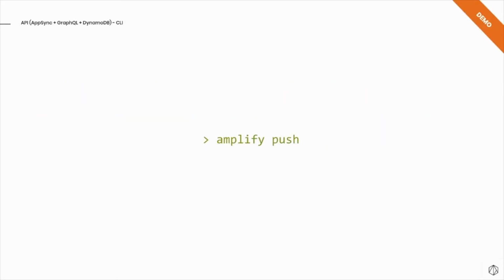The API which we have just created is still sitting in our local environment and has not yet been pushed to AWS. We will use the Amplify push command to push the API. Let's do that.